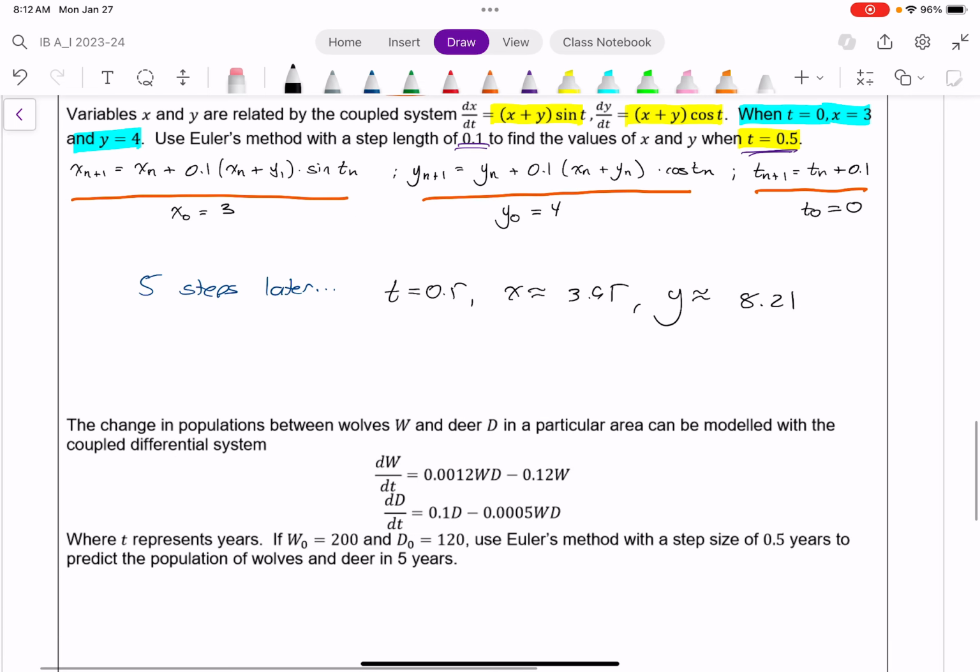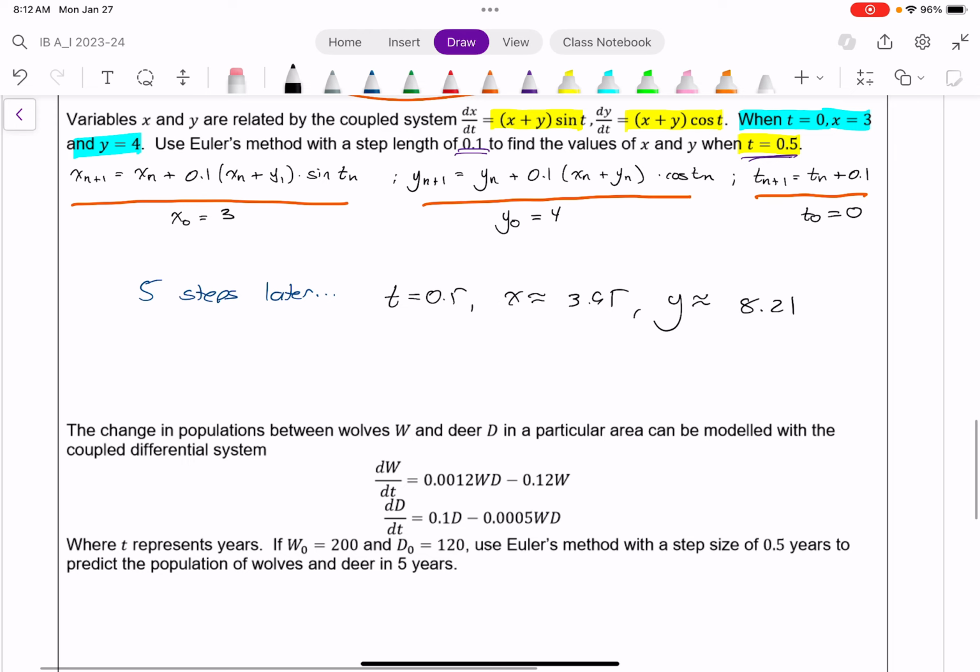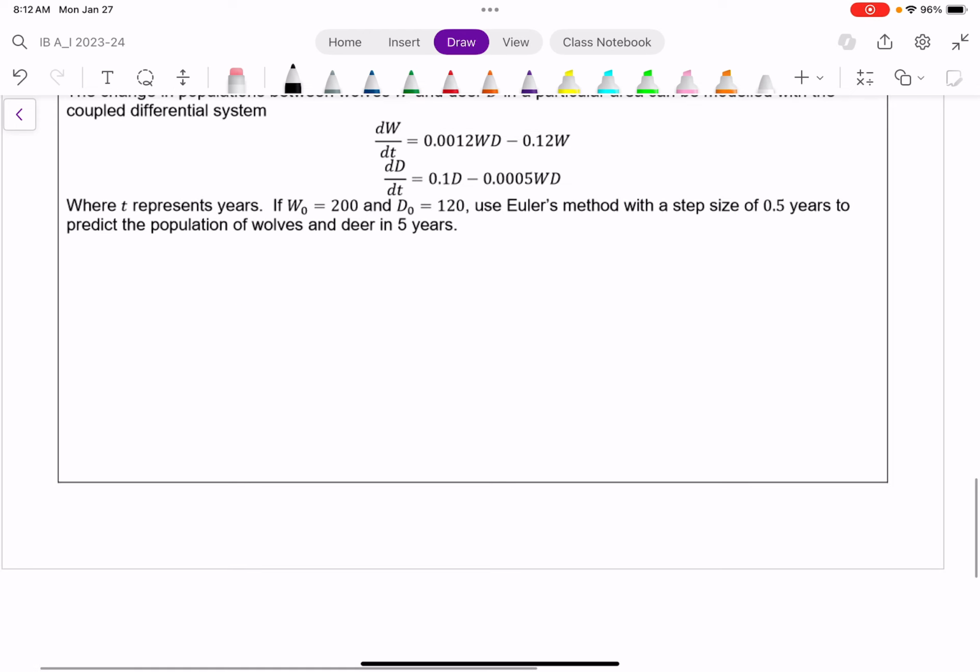So it's essentially the same thing we did up here, with in some ways no more complex equations. And in terms of steps, 0.5 years at a time to make it 5 years in the future, this will be 10 steps we have to do. Definitely want to use our GDC.